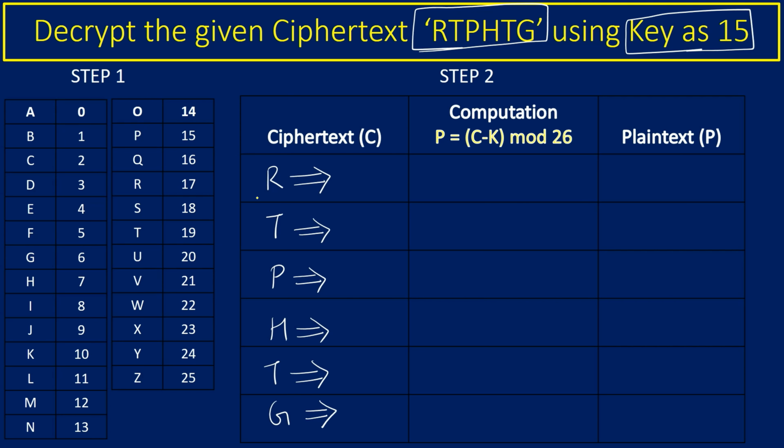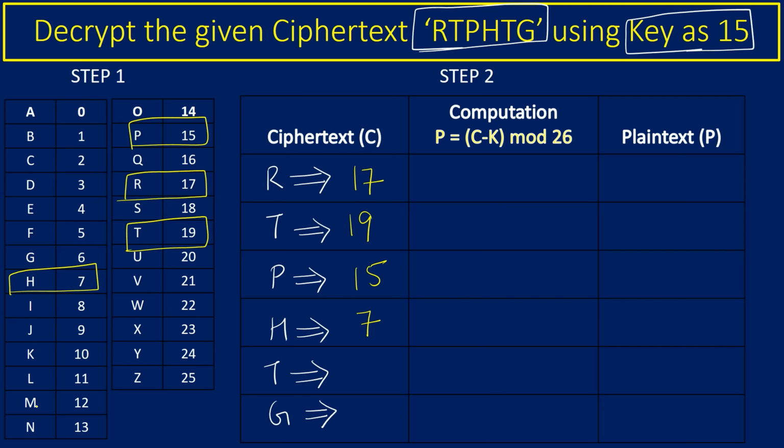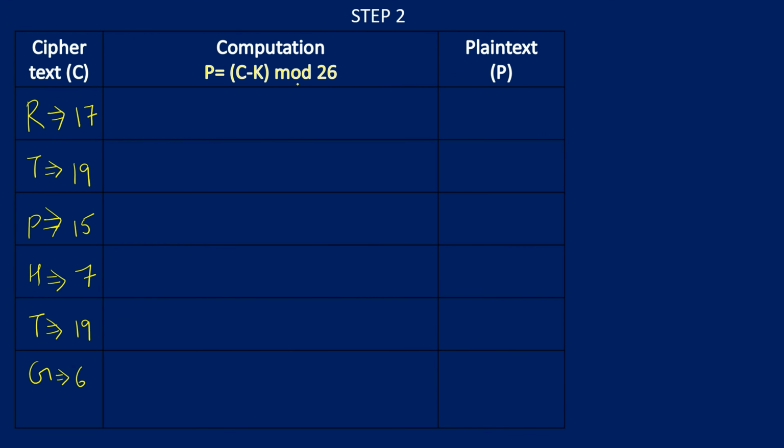So R corresponds to number 17, T corresponds to number 19, P corresponds to number 15, H has a number 7 assigned to it, T has a number 19 assigned to it, G has a number 6 assigned to it. Now the formula that is used for computation is C minus K mod 26. So we have to do modular subtraction now. For encryption we did modular addition and for decryption we have to do modular subtraction. Let us now see how to do modular subtraction, which is required for Caesar cipher decryption. The key which has been given to us is 15. So every time we have to subtract 15 from each of the ciphertext numbers.